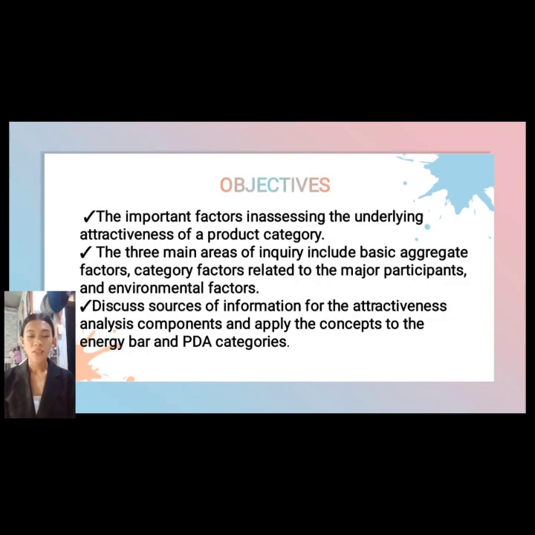First is the important factors in assessing the underlying attractiveness of a product category. Next are the three main areas of inquiry: basic aggregate factors, category factors related to the major participants, and environmental factors. We will also discuss the sources of information for the attractiveness analysis, its components, and apply the concept of the energy bar and the PDA categories.